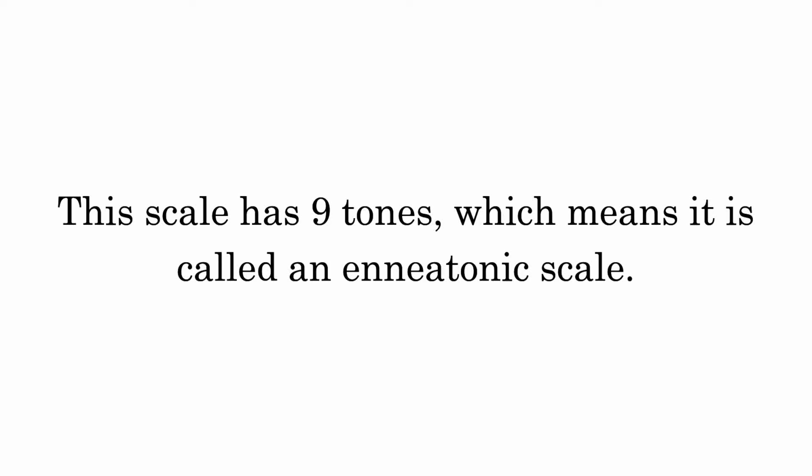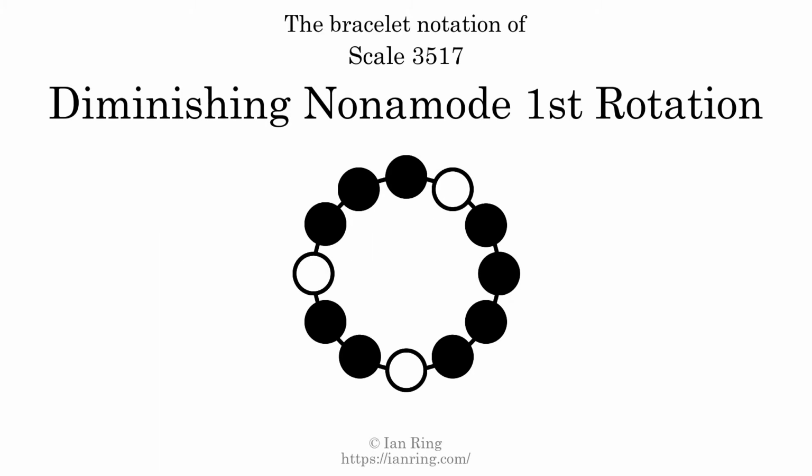This scale has 9 tones, which means it is called an enneatonic scale. This is a bracelet notation diagram of scale 3517. The shaded circles represent tones that appear in the scale, and they are read clockwise, starting at the top.